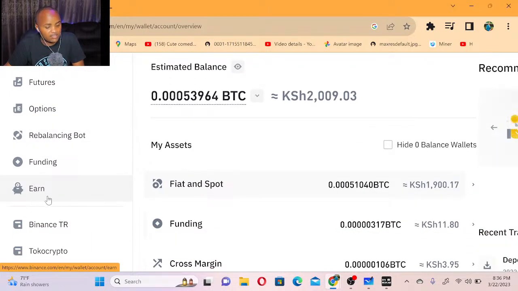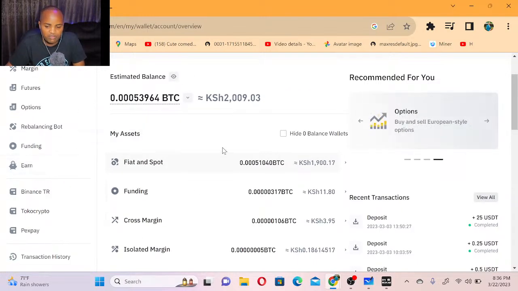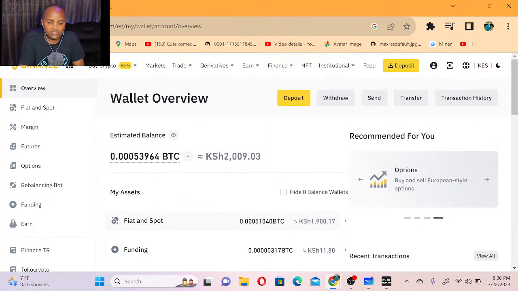Remember, there is even investment in Bitcoin. In Binance, you can transfer your money to earn so that you can invest. That is something for another day. Today we are talking about how to trade. So what I'm going to do over here is go to my favorite one that I just like, so that you can understand this in a very simple way.